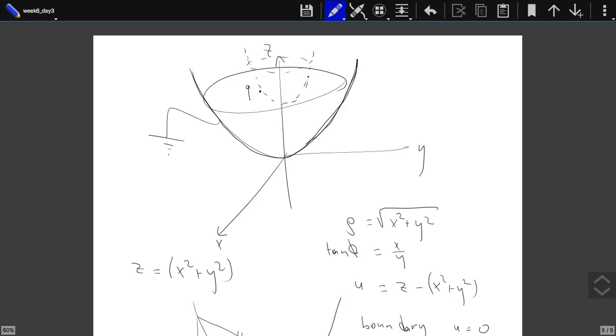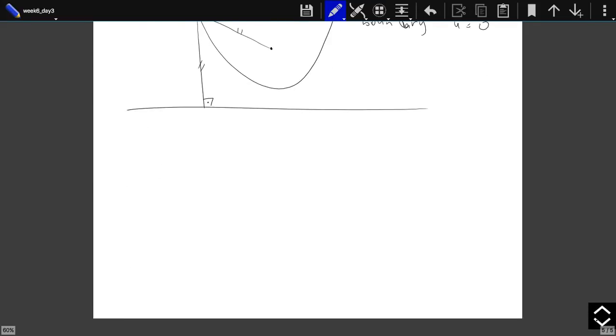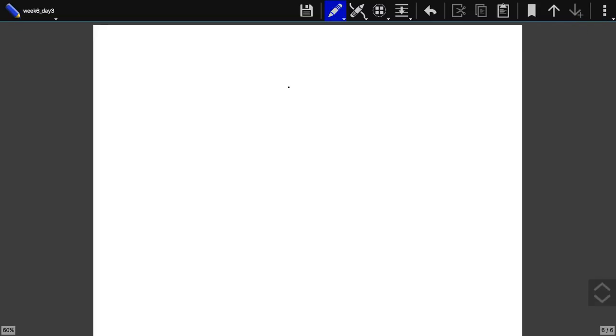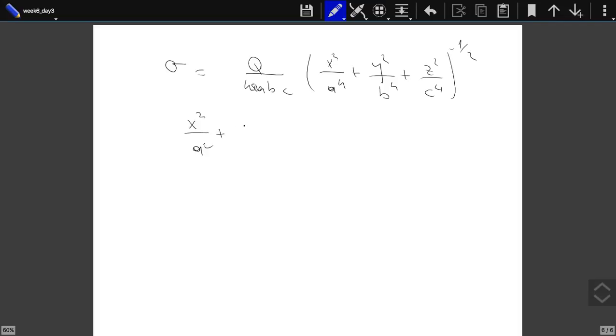About the third question, the ellipsoid. That's right, it's volume charge density. Okay, so let's see. The surface charge density was given as Q over 4 pi abc, times x squared over a to the 4 plus y squared over b to the 4 plus z squared over c to the 4, raised to the power minus 1/2. The equation of the ellipsoid is x squared over a squared plus y squared over b squared plus z squared over c squared equals 1, and you are supposed to find the total charge.